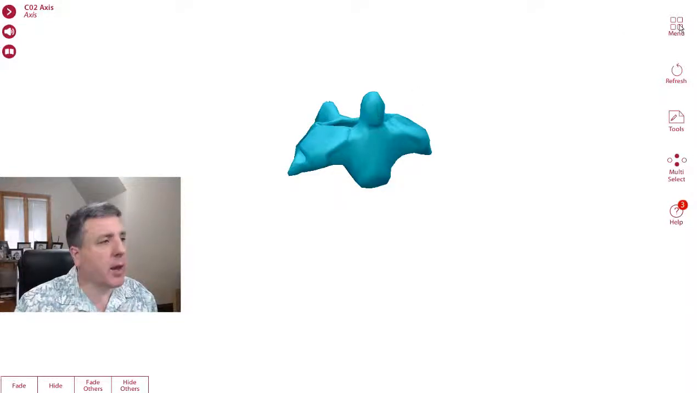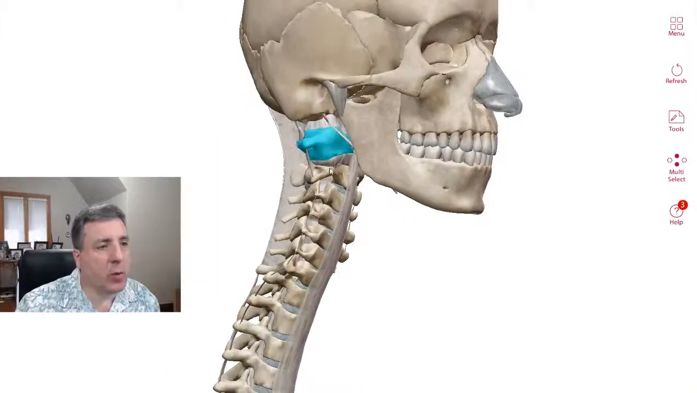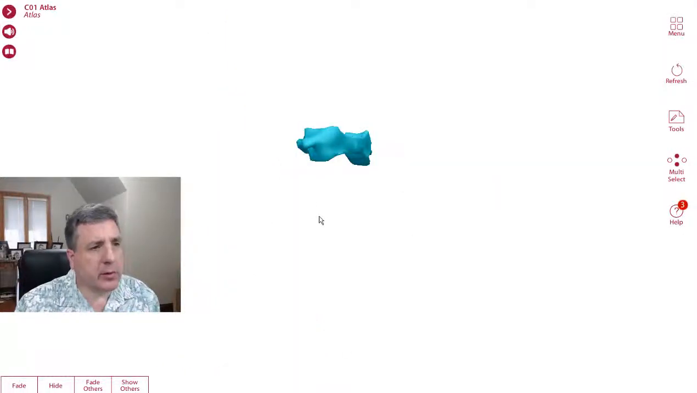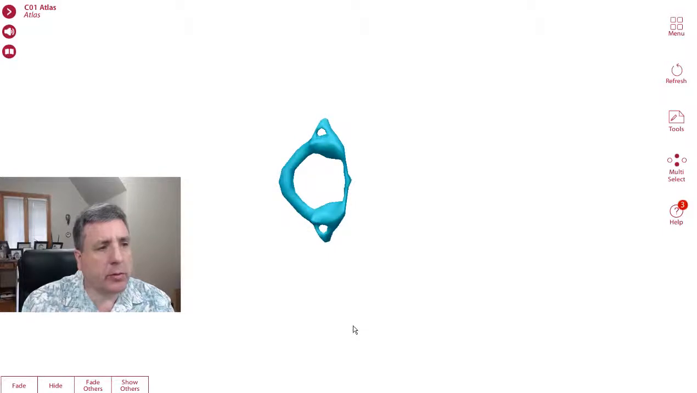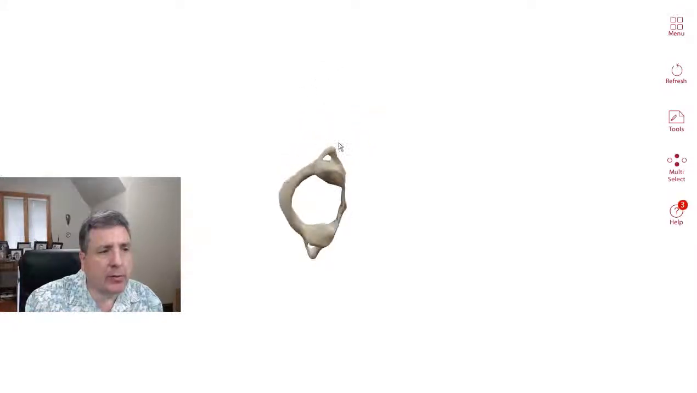So let me show others. Well, let me go back and come back. So let's look at C1 and look at the difference with this one. So locate this bone in your stuff. And you can see we really don't have a body to speak of, okay? So we're going to still have the transverse foramen, transverse processes. We have your superior and inferior articulating process on here.